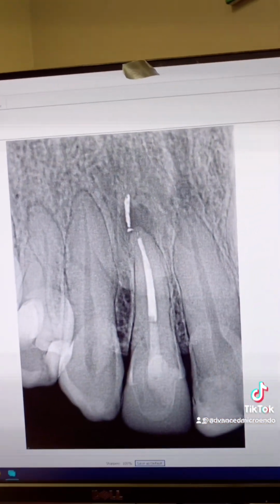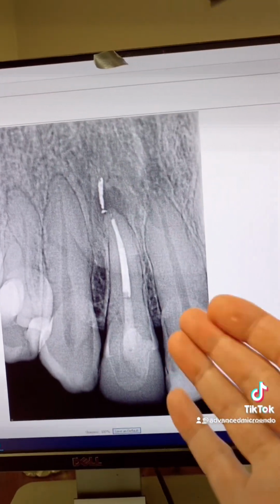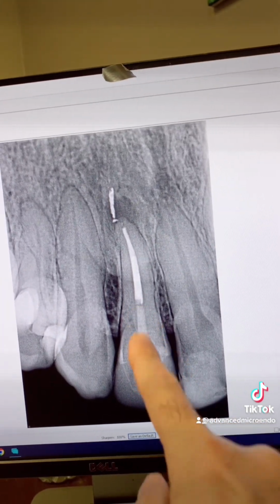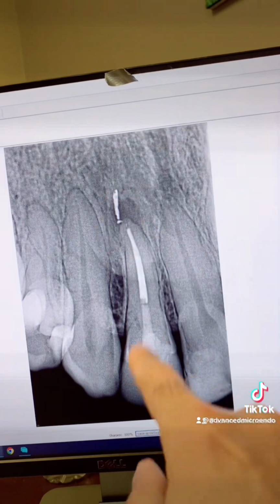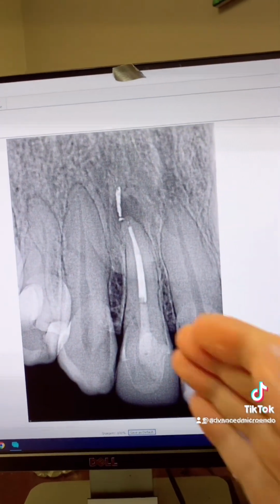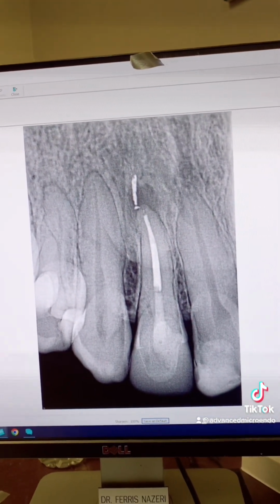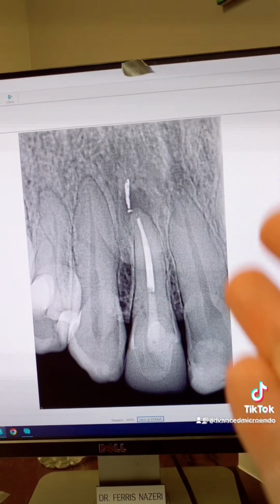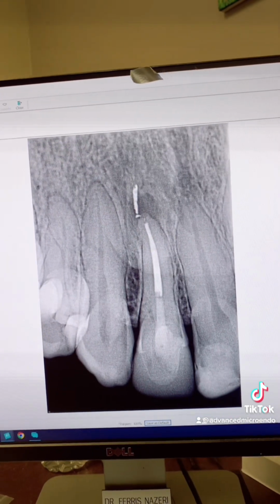So let's analyze this tooth. Upon examination: porcelain crown, fiber post, previous root canal, extruded sealer, which is fine, periapical radiolucency. Is this a true infection? Should I jump in quickly and recommend endodontic retreatment? No, this patient has no symptoms. If the patient has symptoms, yes.